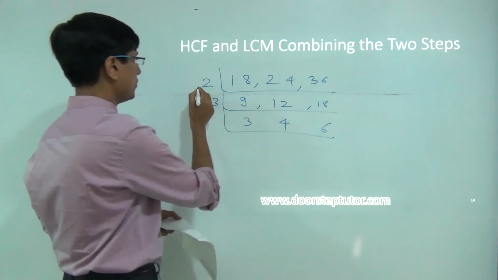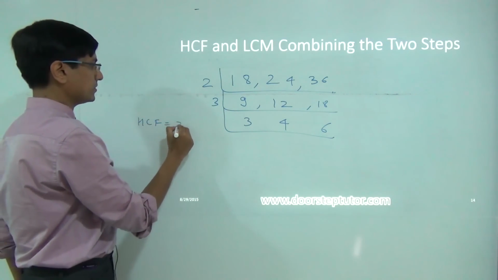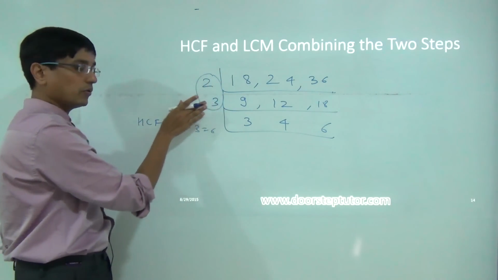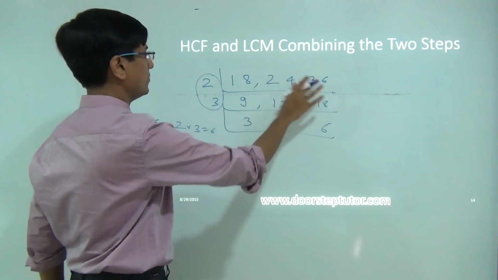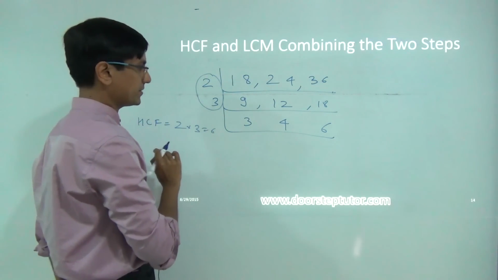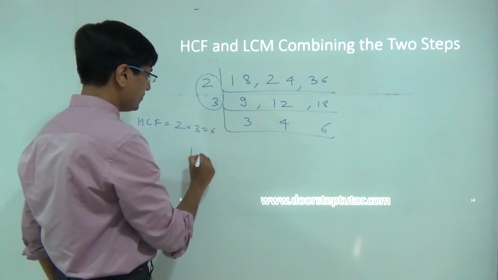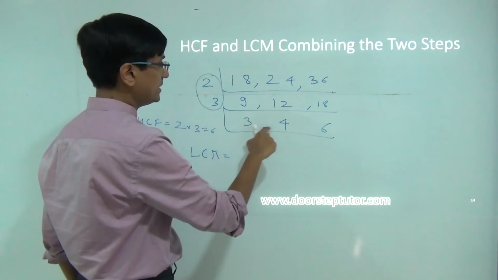Now I can say that HCF is 2 into 3, which is 6, right? Because these 2 and 3 are the only numbers which can completely divide these three numbers. So HCF would be a multiplication of these two, which is 6. Now notice last time I said that LCM would be a multiplication of these two numbers and this and this.